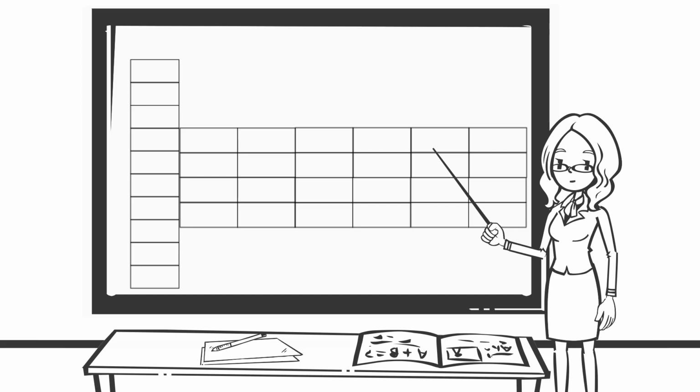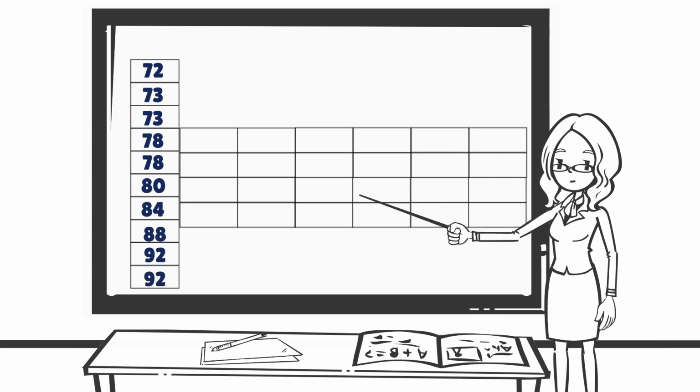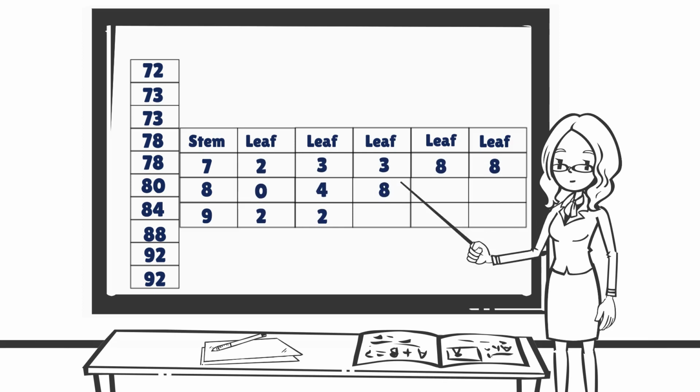These numbers are 72, 73, 73, 78, 78, 80, 84, 88, 92, 92. The tens become the stem and the units become the leaves. This type of diagram is another way to get good information from data.